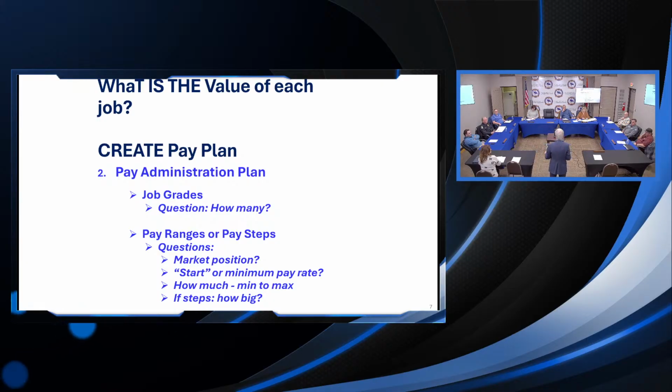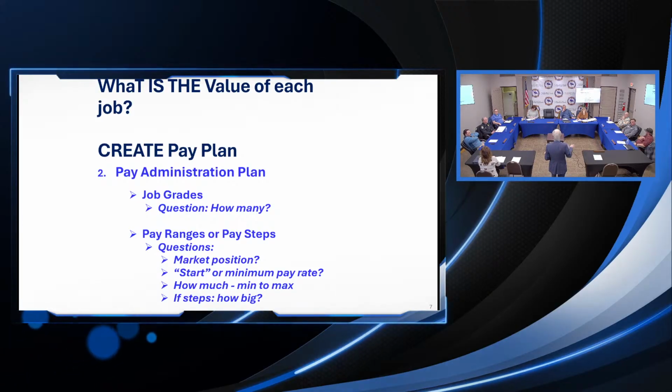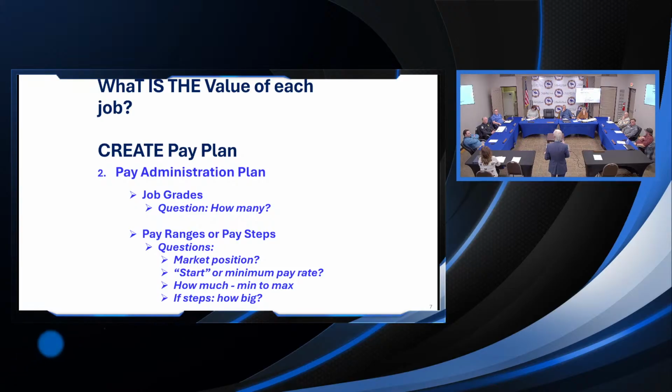So it's clear to most people where jobs kind of stack up within their department. Whereas if you have lots and lots of grades, it's tough, and you tend to have grade inflation because people want to have higher grades. So anyway, how many grades you have is one of the questions we have to answer. And then setting up the pay ranges or steps. I mentioned, where do you want to be relative to the market? Do you want to be at the average, a little bit above, a little bit below? Where do you set the starting rate of pay?